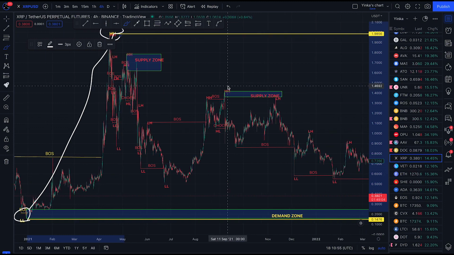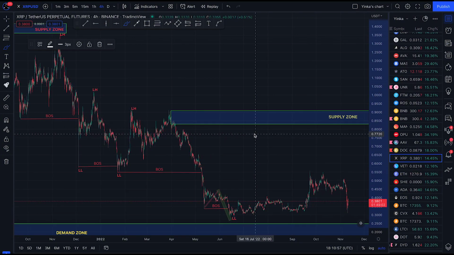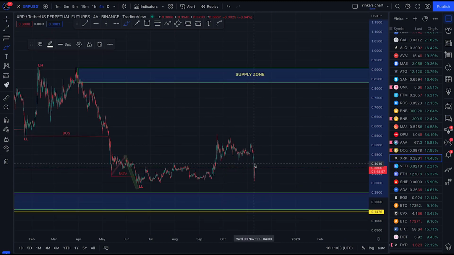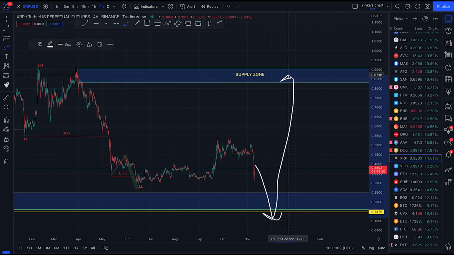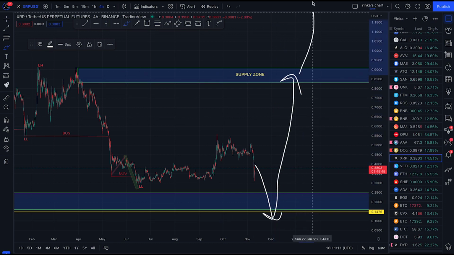So guys, now drop your thoughts in the comment section. What do you think? Do you think price will take out this demand zone to continue lower lows, or price will come back to this supply zone, break the supply zone for us to continue higher highs?